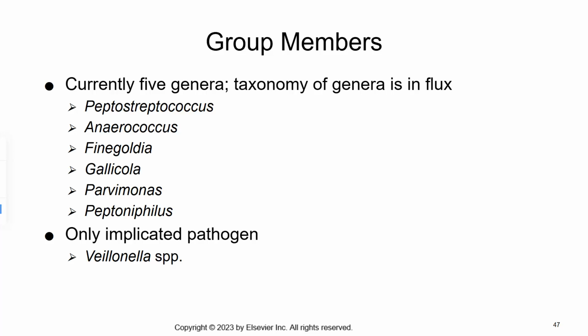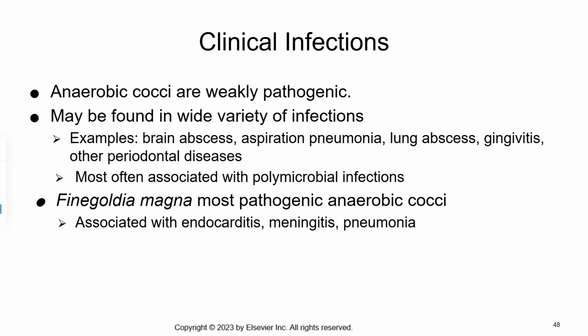Anaerobic cocci. Group members: Peptostreptococcus, Anaerococcus, Finegoldia, Gallicola, Parvimonas, and Peptoniphilus. Only implicated pathogen is Veillonella. Anaerobic cocci are weakly pathogenic.